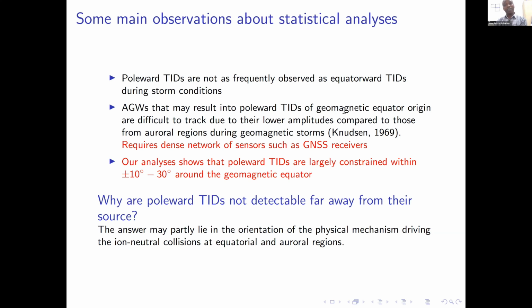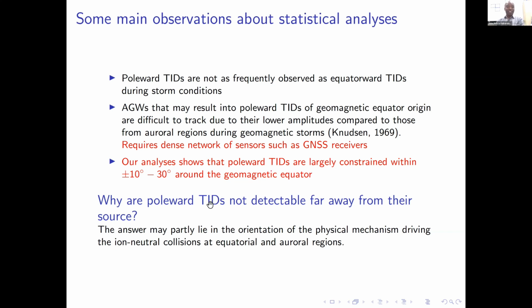And because of that, the authors in 1969 concluded that for you to be able to see them, you need a dense network of observations. And that is what the GNSS receivers are doing for us here. We've seen that our analysis shows that the forward TIDs are largely constrained within 10 to 30 degrees around the geomagnetic equator. So they don't really propagate far, as one would see in the cases which are coming from the high latitudes. So the question would be, why is it that these kinds of TIDs are not detectable far away from their source, for example, in mid-latitudes?